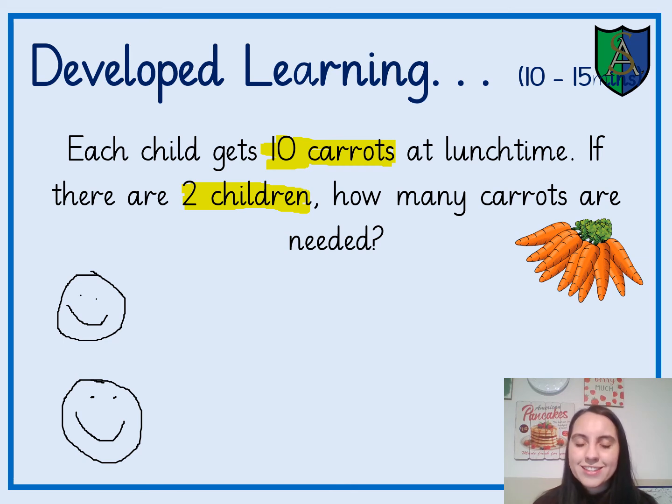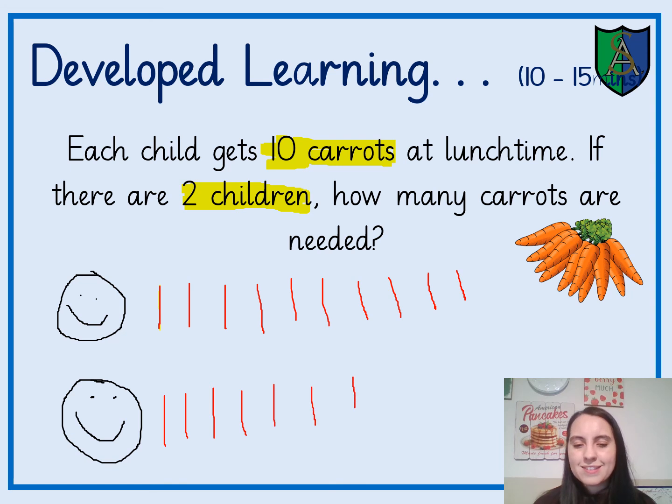Now I'm going to draw the carrots. How many carrots did it say in our problem that each of the children got? Well done if you said 10. Let's go ahead and draw them now. Oh, I'll use a different colour pen. 1, 2, 3, 4, 5, 6, 7, 8, 9, 10. There's 10 carrots for one of my children and 10 carrots for the other one of my children. 1, 2, 3, 4, 5, 6, 7, 8, 9, 10.